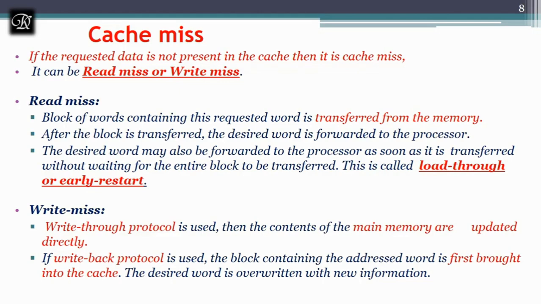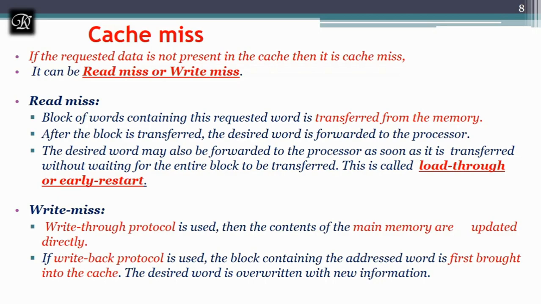The second one is write miss. The processor wants to write the answer. For example, the sum of two numbers: a is equal to a plus b. But for some reason, that a which was read is not there in the cache. Now what does it have to do? It has to find that a, right?